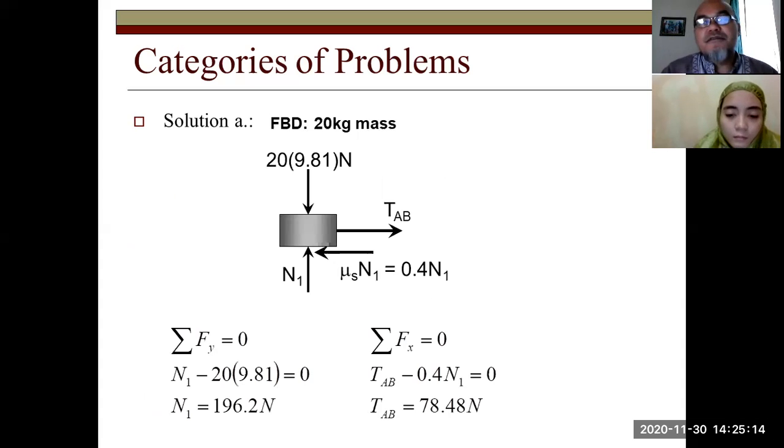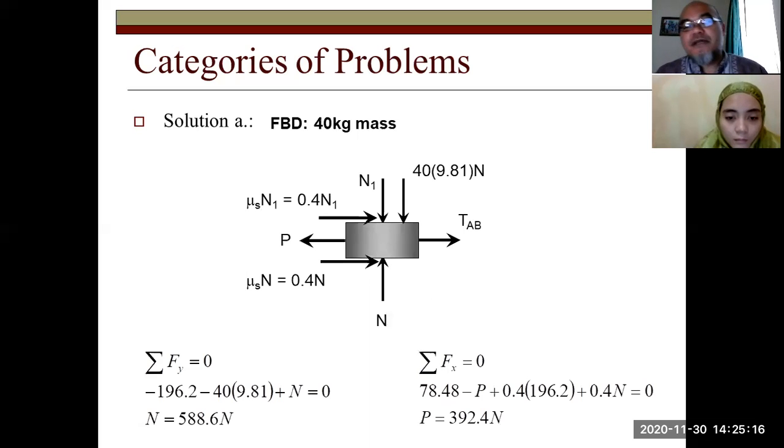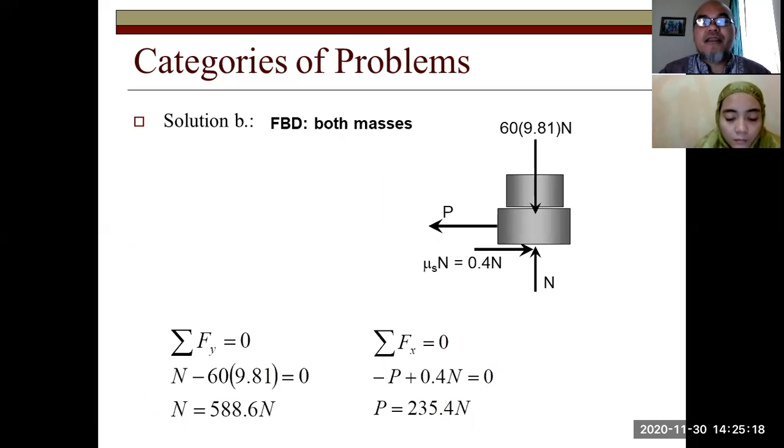We are asked to determine the smallest force P when the 40 kilogram mesh starts to move. So we are still working with mu s. Now, when there is no rope, no cable between A and B, we are just putting them into one single mass. So both masses will be 40 plus 20 kilogram, 60 kilogram. The weight will be 60 kilogram times 9.81 Newton.